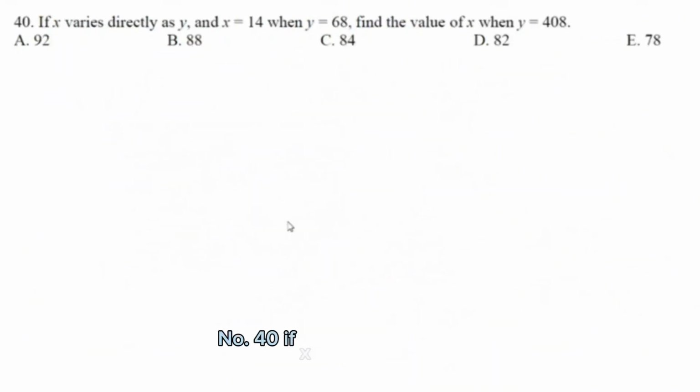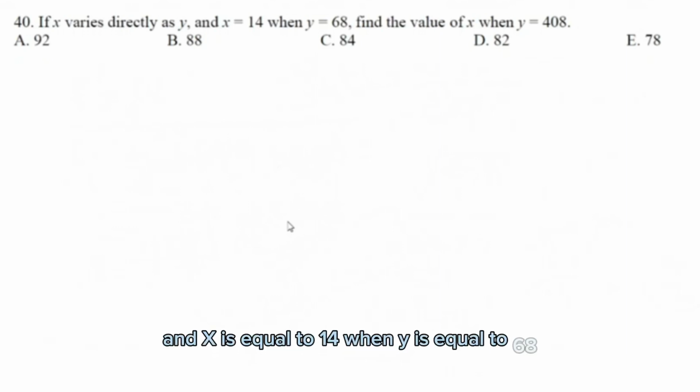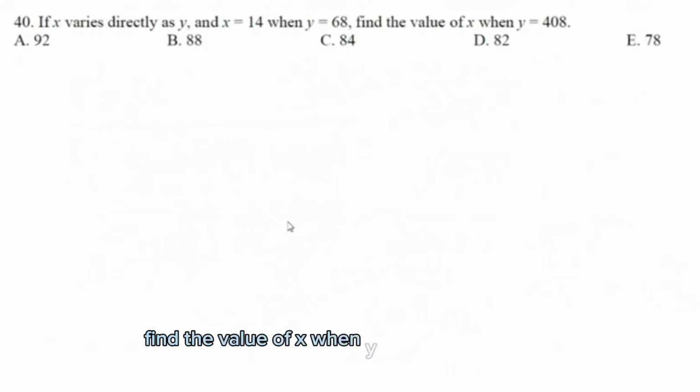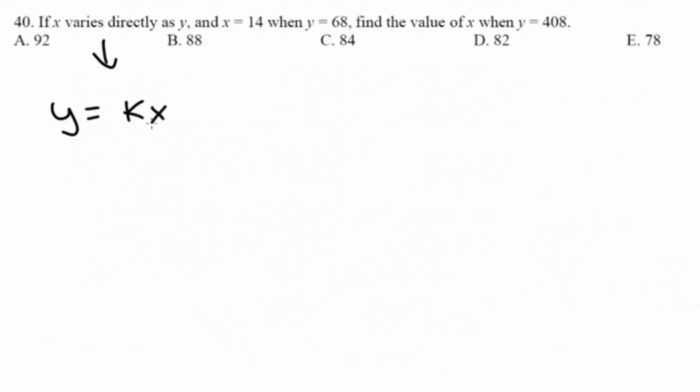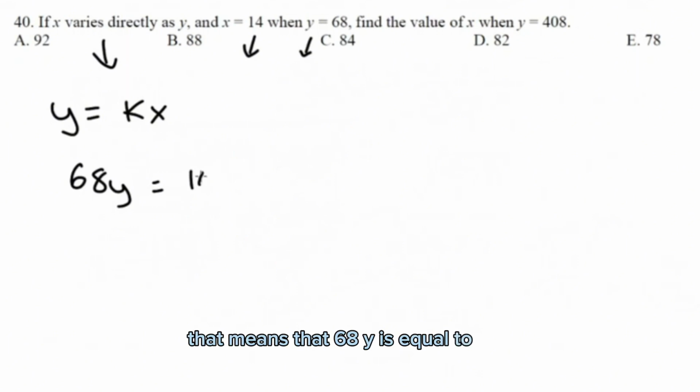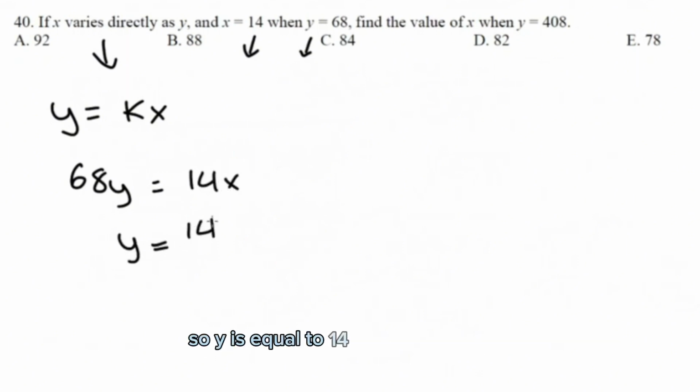Number 40. If x varies directly as y, and x is equal to 14 when y is equal to 68, find the value of x when y equals 408. Alright, this is actually pretty simple. So when they say x varies directly as y, that means y is equal to k times x. So in this part right here, they're given that x is 14 and y is 68. That means that 68 is equal to 14k. So y is equal to 14 over 68 times x.